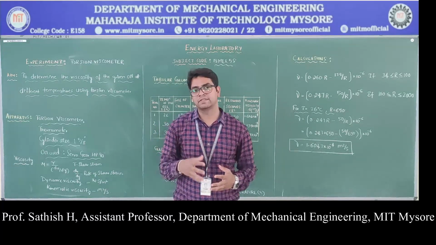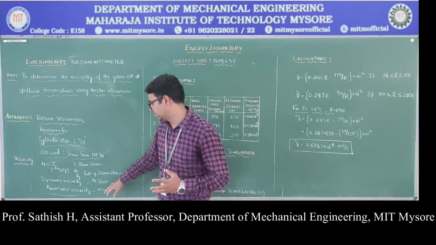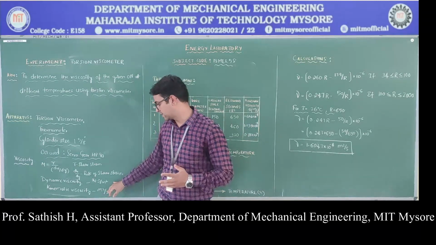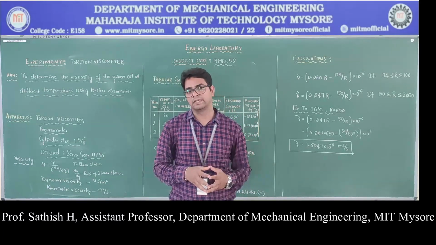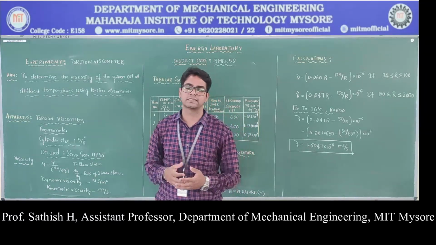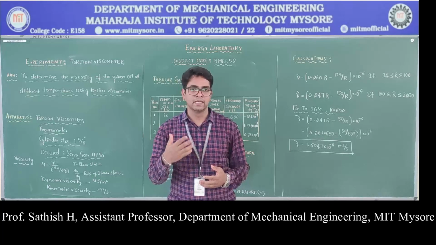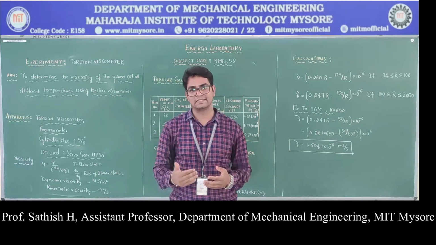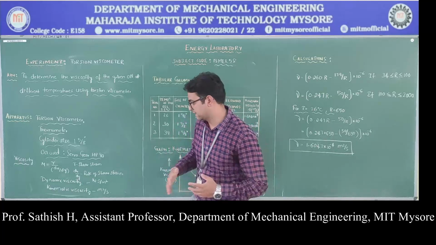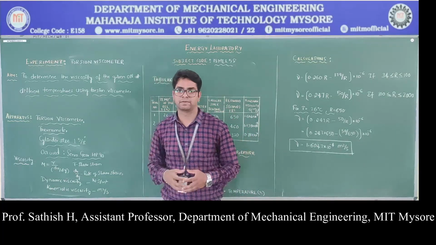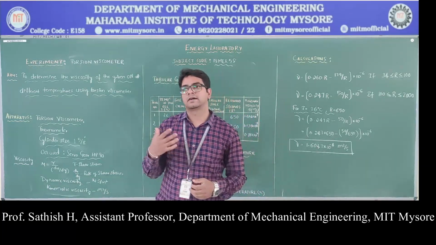The SI units of dynamic viscosity are Newton second per meter square. Kinematic viscosity is simply the ratio between dynamic viscosity and the density of the fluid, and the SI units for kinematic viscosity are meter square per second.